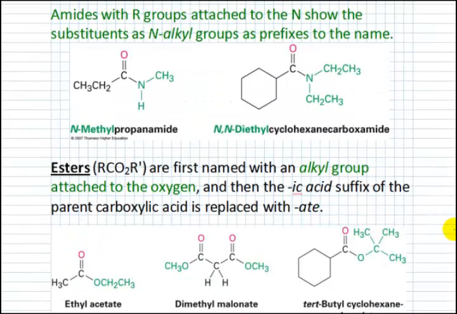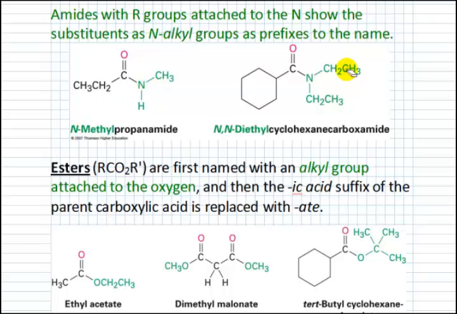If we have R groups attached to the N, we just do like we did before, except add those R groups at the beginning, calling them N-alkyl. So where that N is, it would be just like calling something 3-methyl if it was on a carbon chain. So here's the N-methyl propanamide. Propanoic acid is what it was originally. Propanamide would be NH2 here. N-methyl propanamide has one methyl group.